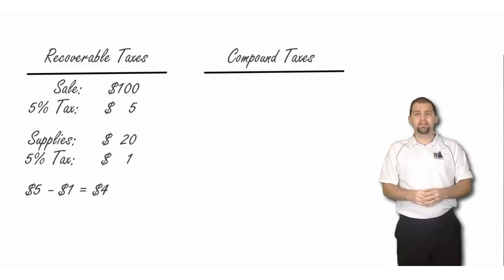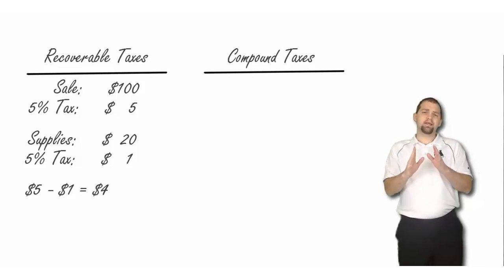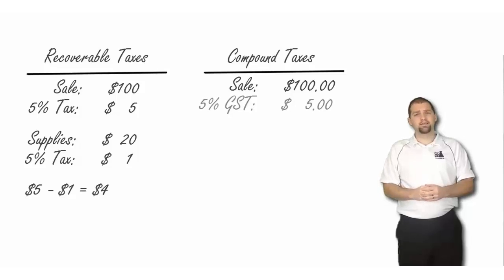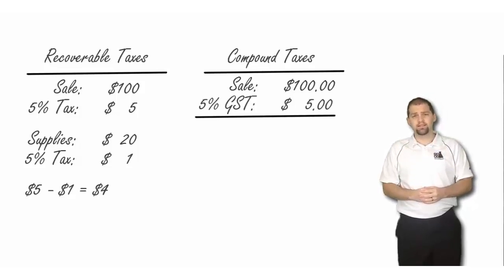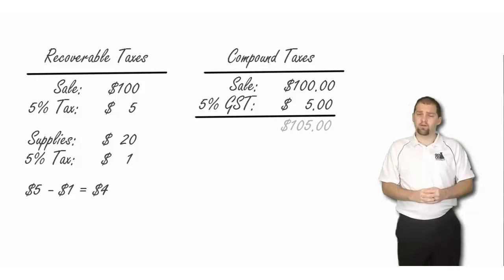In the United States, a compound tax is not extremely common, but it is in Canada. A good example of a compound tax would be Canada's PST, as compared to a GST. So let's see how this would work. Let's say that we have a $100 sale, and our GST is a 5% tax rate. So, just like in the United States, we would take our $100, times it by our 5% tax rate, giving us a sale total of $105 that would be due from the customer.